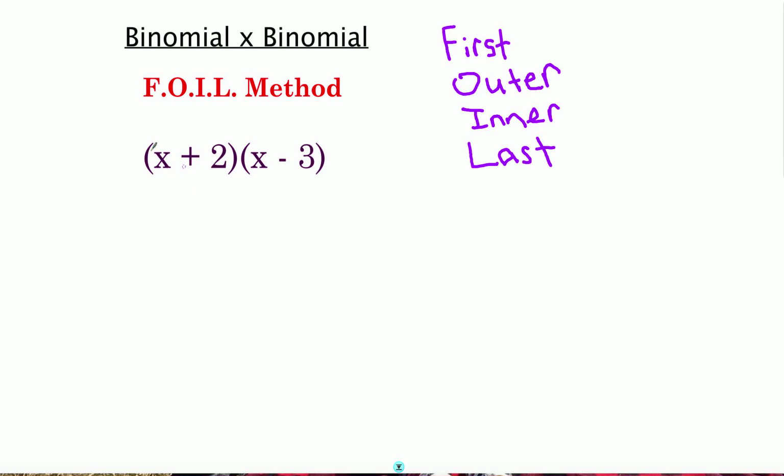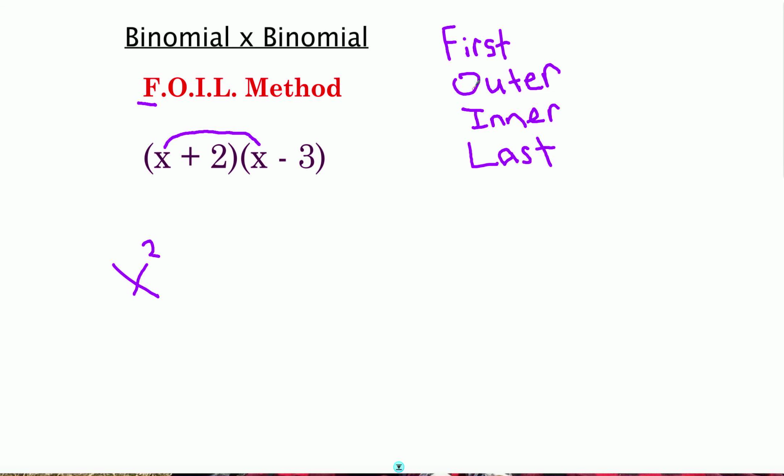So here we have a binomial, 2 terms, times a binomial, 2 terms, which means I'll have to multiply 4 times. I'm going to have to distribute x to both of these terms, and then I'll have to distribute the positive 2 to both of these terms. So the FOIL acronym just helps you remember to multiply 4 times. F stands for I multiply the first term in each parenthesis here. So x times x is x squared.